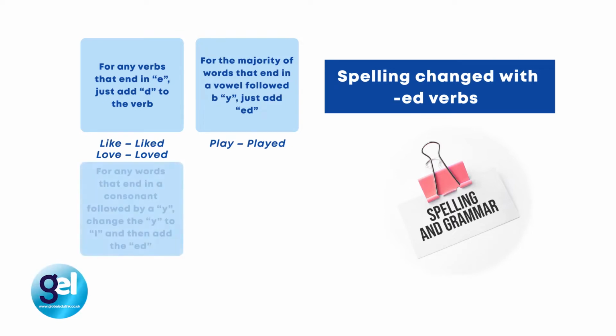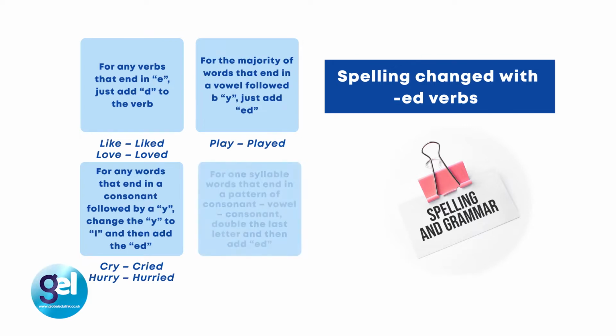For any words that end in a consonant followed by a y, we change the y to i and then add ed. For example, cry becomes cried and hurry becomes hurried. For one-syllable words that end in a pattern of consonant, vowel, consonant, we double the last letter and then we add ed. For example, jog becomes jogged.